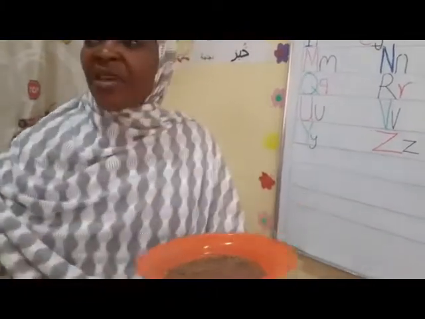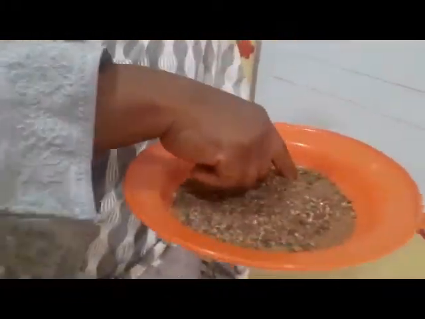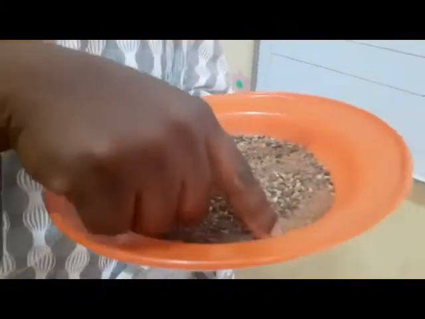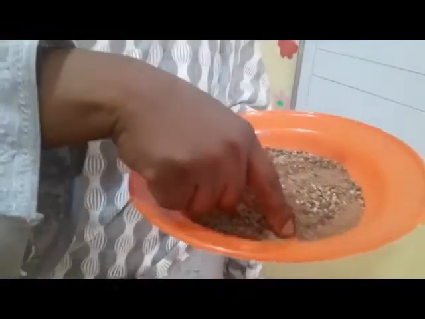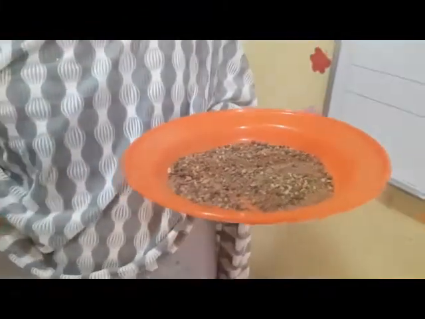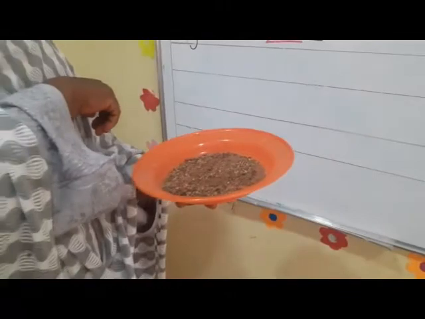Okay, how do you write letter V? Slant to the right and slant to the left. It gives you what? Letter V, sound V. Good.